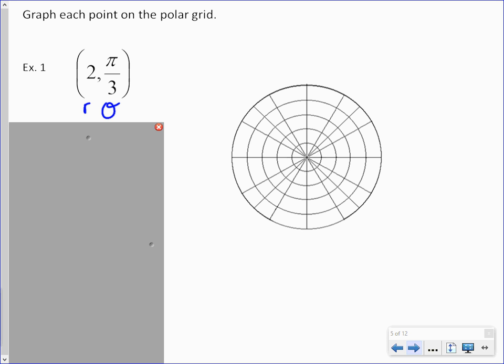So on the polar grid, I'm going to first find the correct r, which is that circle or ring that has a radius of 2. So I'm starting from the pole, and I'm counting out the circle that has a radius of 2, so that's the second circle. I'm somewhere on this circle, okay, and it's going to be the angle that finally narrows down my actual point. So at pi over 3, I should be in the first quadrant on the pi over 3 angle. I'm going to go ahead and label that number 1 for my first example.